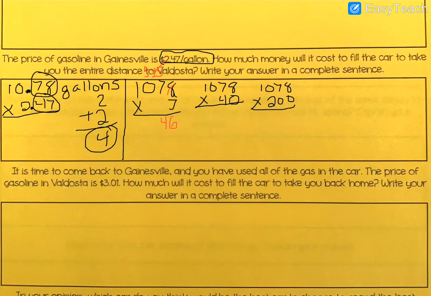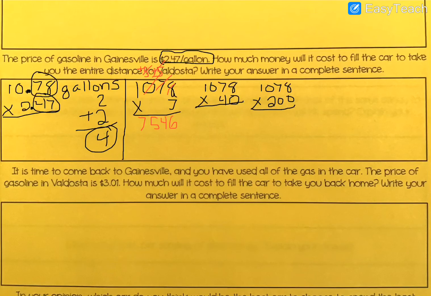And now we're going to do 7 times 0, because that's next, which is 0. Add the 5 that we regrouped, and that gives us 5. I'm done with the 0. Now we'll do 7 times 1, which is 7. All right, we're going to leave that as it is until we are ready to come back to it at the end. Now we're going to do 1,078 times 40.